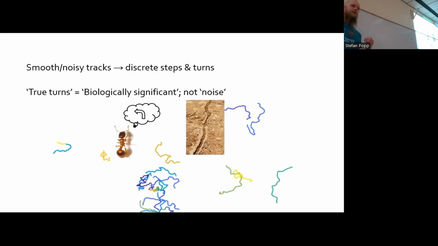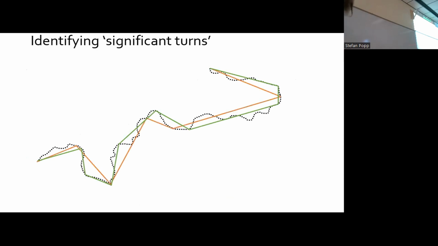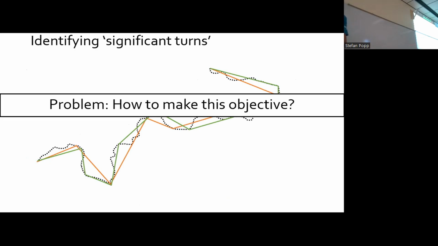This is not noise, where the animal, maybe due to wind or locomotory inaccuracy, was just veering away from the course. You can see a very clear example of that with this bacteria in the top right that have relatively straight steps and then turns in between. But it's, of course, not always that easy. Because if we take a look at this example here of an ant track, how would you identify significant turns here? Maybe like this, so that you get straight turns, or maybe like that. Those are different types of tracks, and we don't really know which is the better one, and maybe they also have different characteristics. So how do we make this discretization objective?